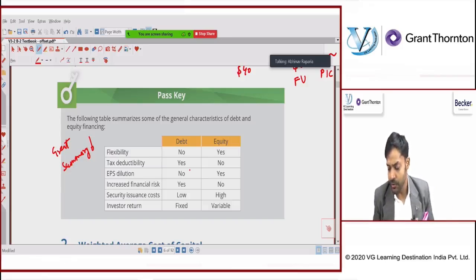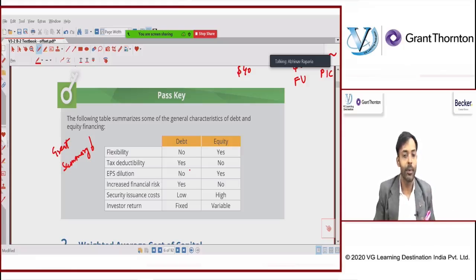Security issuing cost is generally low in debt because you're not going to the capital market, but in equity it is generally high because you're going to the capital market. Capital market could be two, like secondary and the primary market. There the compliance cost is very high. So generally it's the issuance cost, and not only the issuance cost, but the compliance cost is also very high.